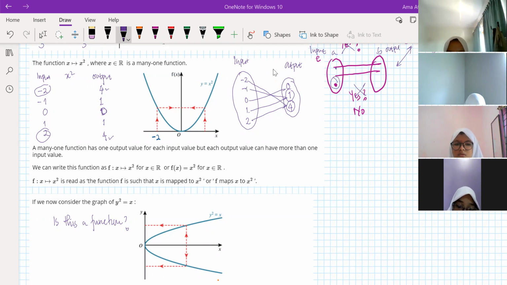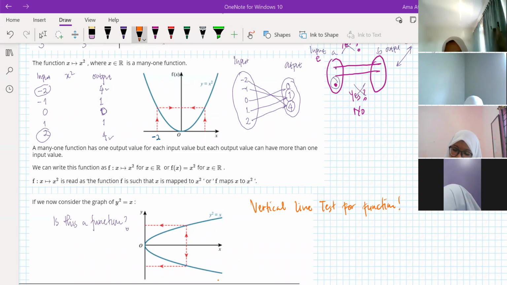Okay, is this a function? To test whether a graph is a function or not, you can use the vertical line test. We can just draw a vertical line. If you are drawing the vertical line like this, for example, I will show you. I know it is not very nice, but let's say it is vertical.